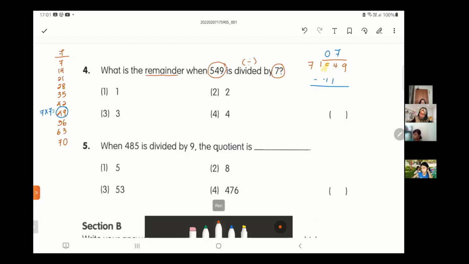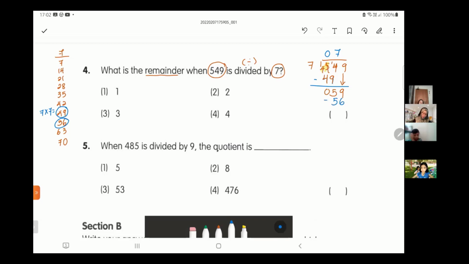Let me just erase and write properly. 54, 49. Then when I minus, 14 minus 9 is 5. Then here 4, 0 already. Then 9. 9 is the balance, right? You bring down the 9. 59. Is there a 59 in times table 7? Don't have 59, but the nearest is 56. So 56 is the nearest.